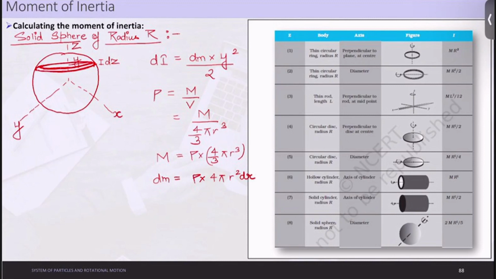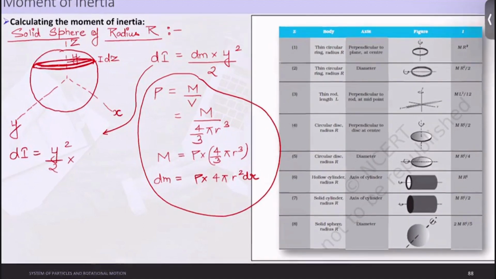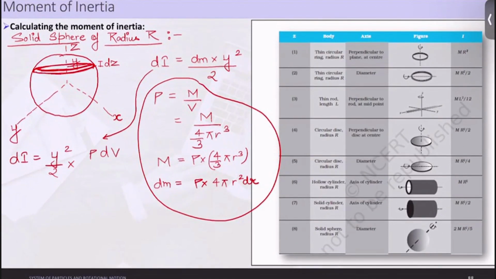Now this is just a concept being made. Now let us move ahead with this concept here. Look at this very, very clearly. Here I can write this dI as nothing but y square by 2 into rho into dv. Rho into dv. Correct? Now look at this dv very carefully. What will be dv here? dv is basically the volume of the infinitesimal element we took.